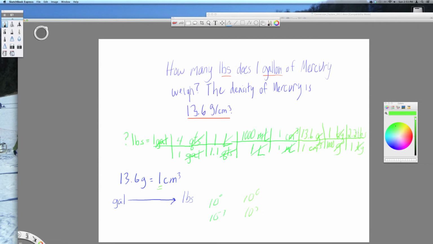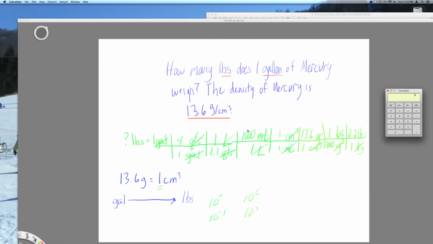Kilograms cancel. Where do I want to be? Pounds, right? Where am I right now after everything's canceled? Pounds. Do I need to make any more brackets? No, thank goodness, because I'm out of room anyway. And now it's just a matter of multiplying all the way across the top and dividing. So let's get our calculator. And we're going to multiply 4 times 1,000 times 13.6 times 2.2.